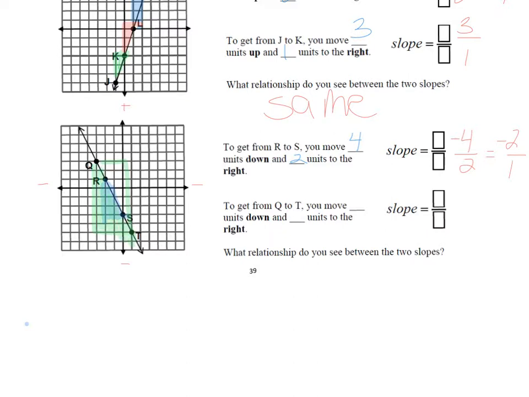All right, so now to get from Q to T, we go down 1, 2, 3, 4, 5, 6, 7, 8, and we move right 1, 2, 3, 4. So we move down 8, so we now know that that's going to be a negative answer because we went in the down direction. And we moved right 4, which is a positive direction. We can simplify by 4 and we get -2/1. What's the relationship we noted? Hey, we got the same slope for those two, as we should since it's a straight line.